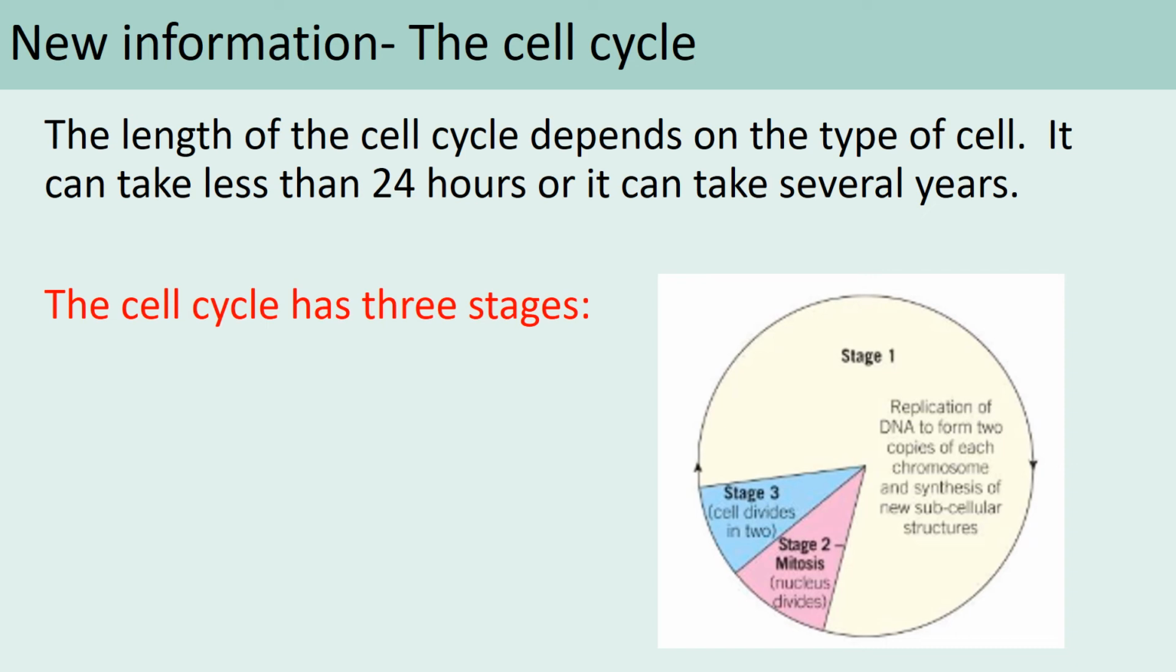The second stage is mitosis, where the nucleus is dividing into two, and each one of those nuclei will have one set of chromosomes. And then in stage 3, we've got the cell actually dividing into two, so the division of the cytoplasm and the cell membrane. It's cytokinesis.